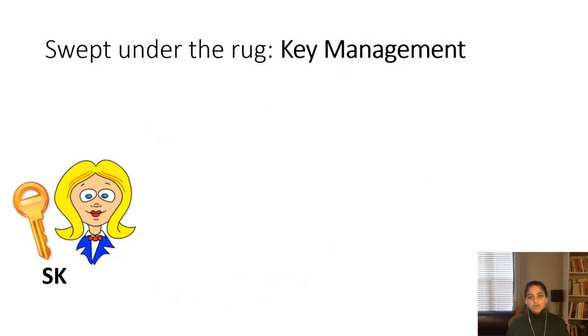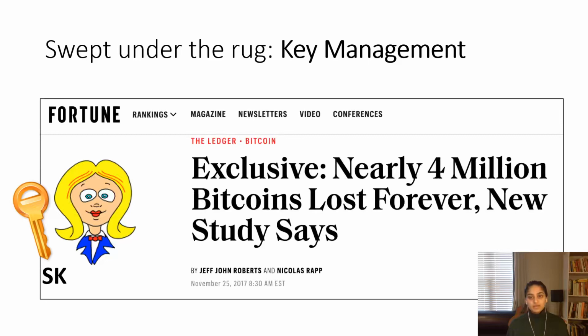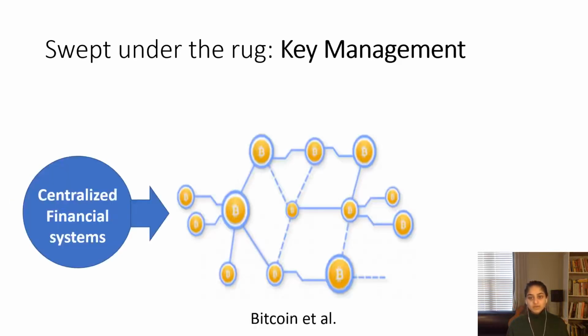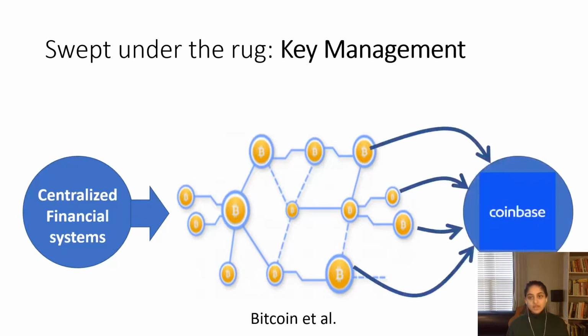Also, users are notoriously bad at managing large keys. An estimated 4 million Bitcoin were lost due to this, and this is from 2017. The problem is probably much worse now. So you take a nice process of going from centralized financial systems to decentralized ones like Bitcoin, and then because users are trusting a service like Coinbase, which is centralized, with their keys, you've basically centralized this financial system all over again. In fact, something like 10% of all Bitcoin is held in Coinbase.